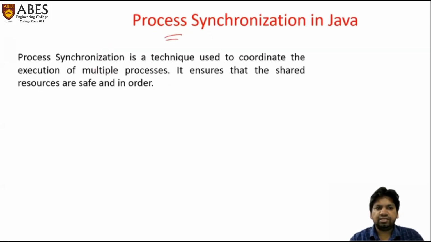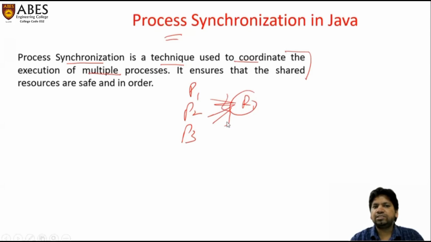Process synchronization is a technique used to coordinate the execution of multiple processes. There are multiple processes P1, P2, P3. They all are accessing resource number 1. So what is the coordination between them? This is called process synchronization, to ensure safe sharing of the resources and safe ordering. Got it? P1, P2, P3 are the processes and they want to access the resource R1. But who will come first and who will be last? There should be synchronization between them. This technique is used for multiple processes executing.